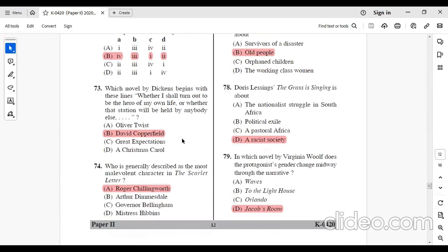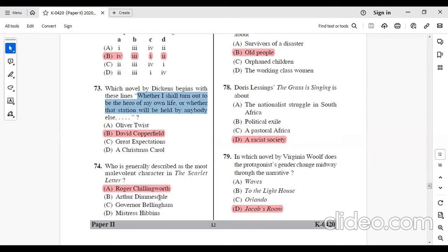Question number 73. Which novel by Dickens begins with these lines? Whether I shall turn out to be the hero of my life, or whether that station will be held by anybody else. By Charles Dickens, David Copperfield. These are the lines from David Copperfield by Charles Dickens.